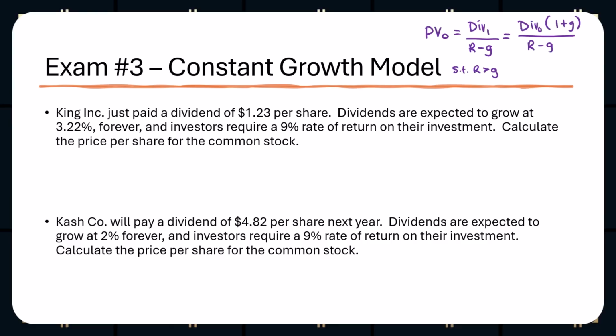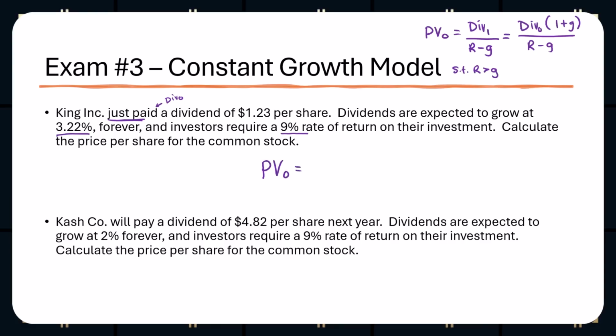That's why it's so important as we work through these problems that we really pay attention to the wording. King Incorporated just paid, again, what that tells me is Div 0, a dividend of $1.23 per share. Dividends are expected to grow at 3.22% forever, and investors require a 9% rate of return on their investment. Calculate the price per share of the common stock.